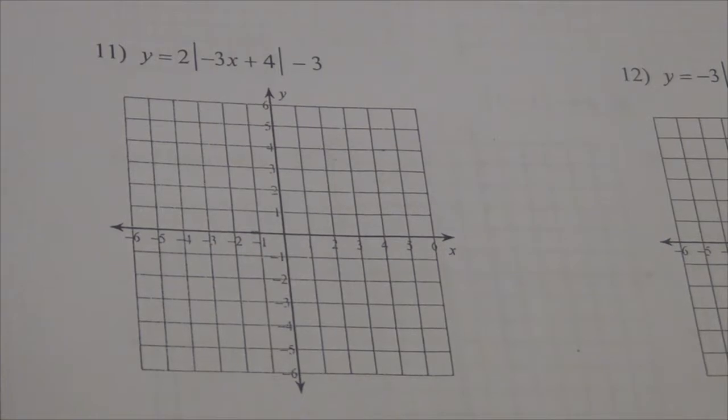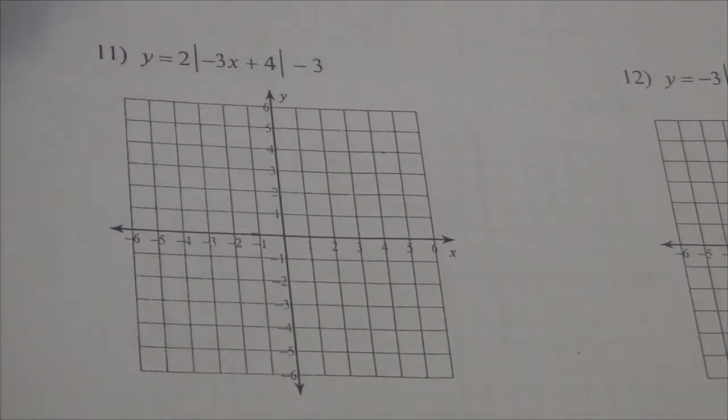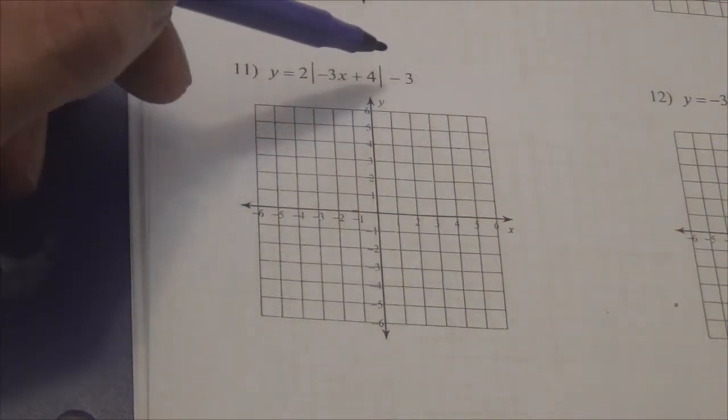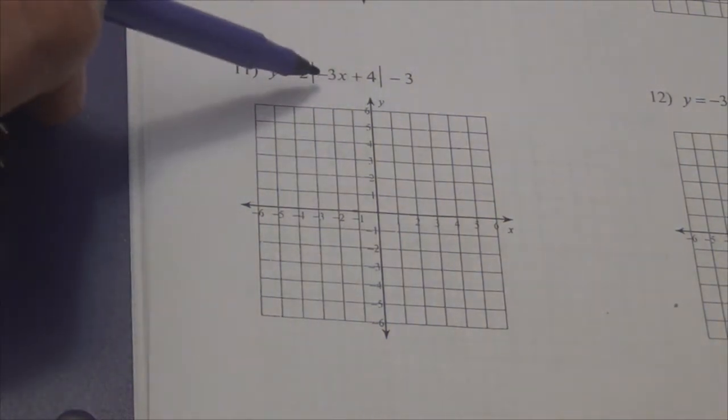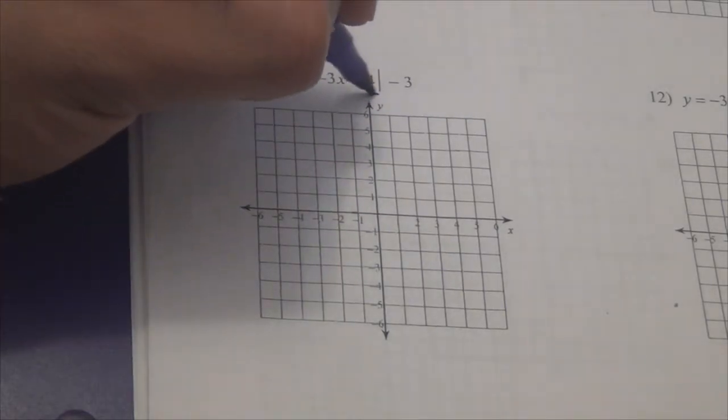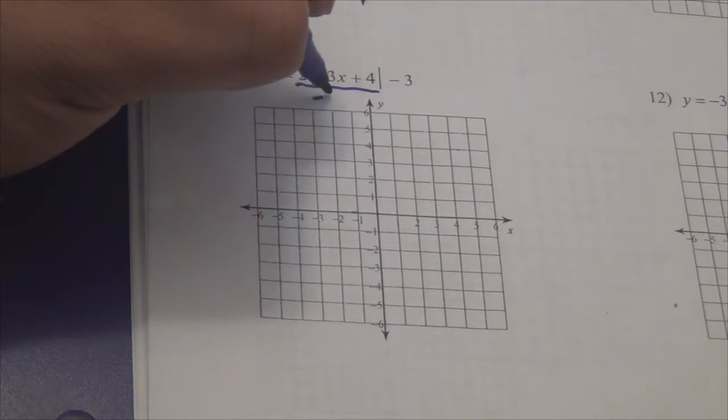All right, so here, what do I know? We know that if we want to know what the vertex is and how it shifts, we need this to have a 1. So what I'm going to do is divide this thing by -3.